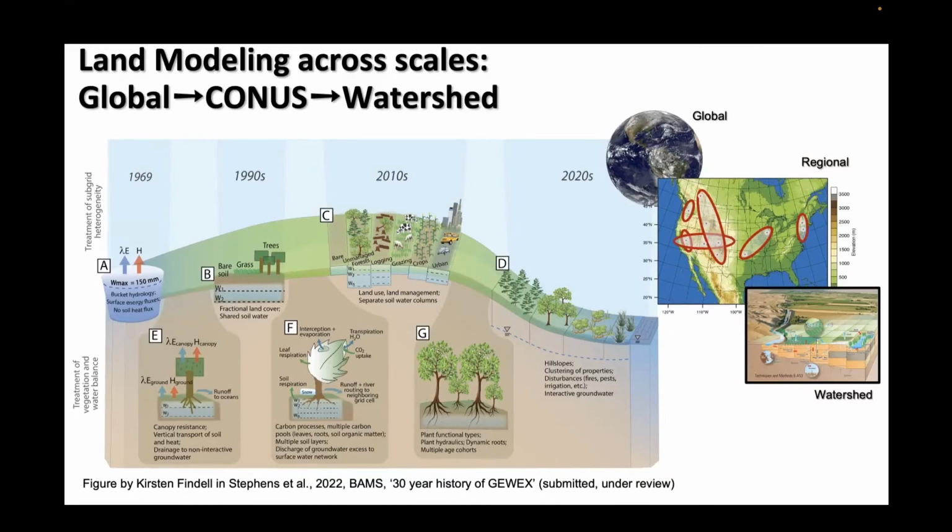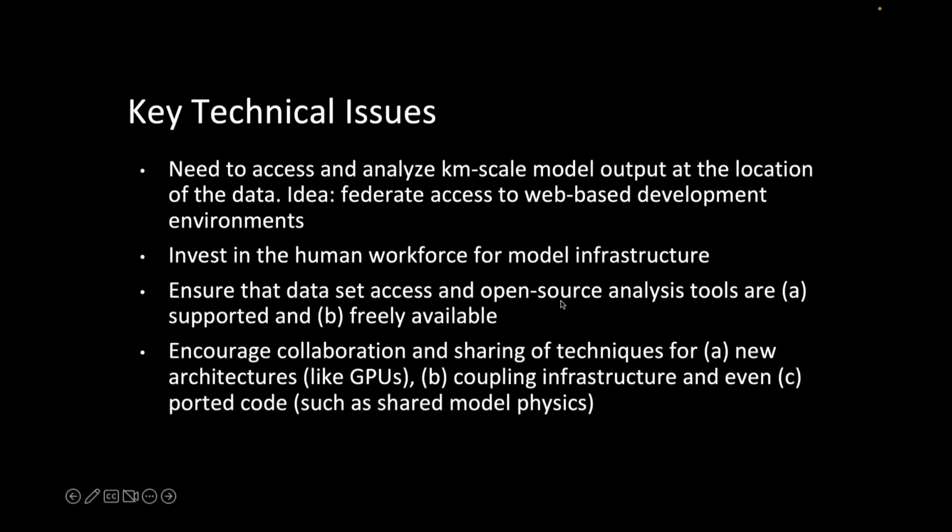And then land modeling across scales, basically we're trying to get down to the watershed level. And this is just from a recent article in Process the History of GWEX, where we're actually getting to being able to model hill slopes, disturbances, and particularly how groundwater flows into surface water, and the evolution of the hydrology in a much more realistic way than simple bucket hydrology approaches, that the water can actually be directed and feed back on the system in important ways.